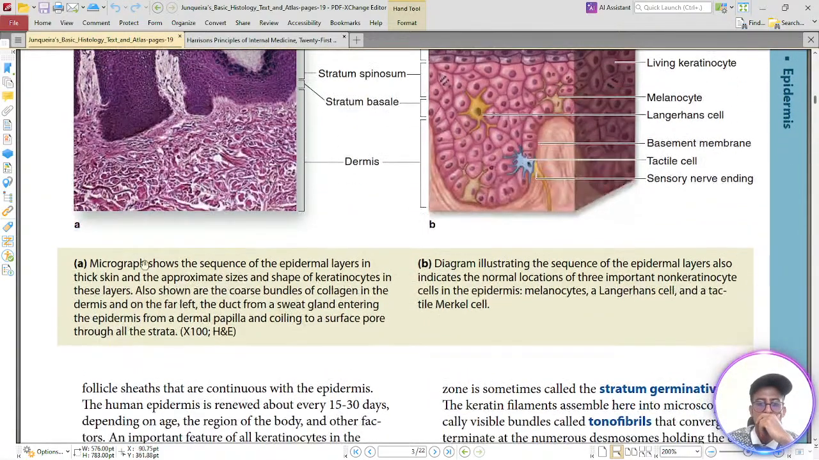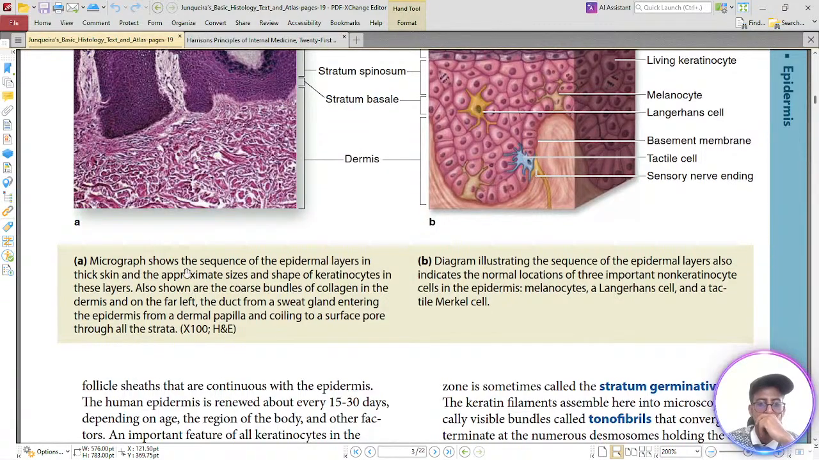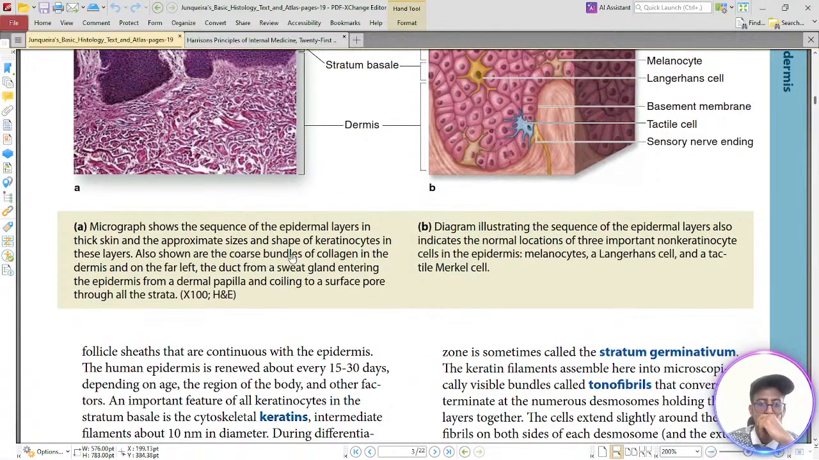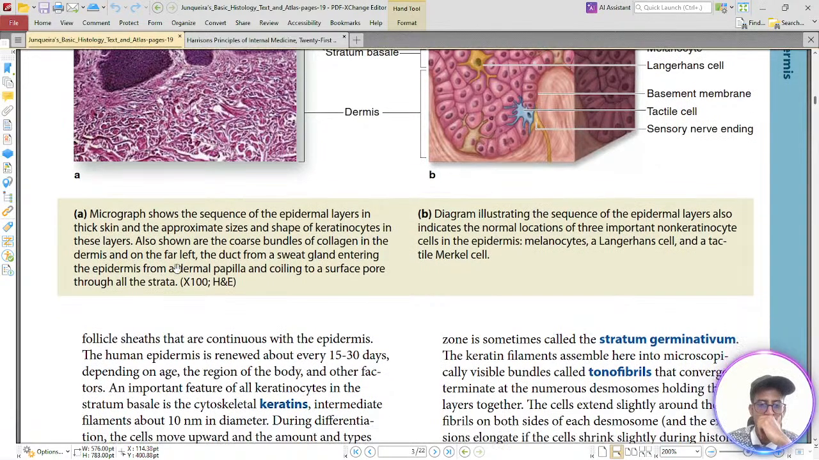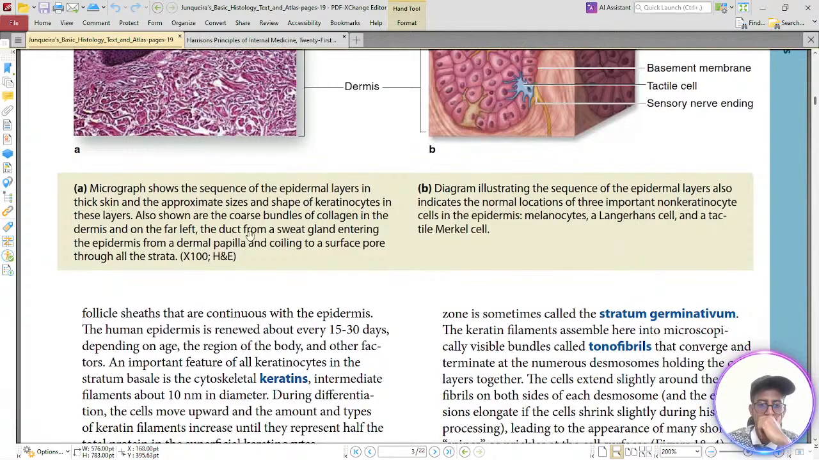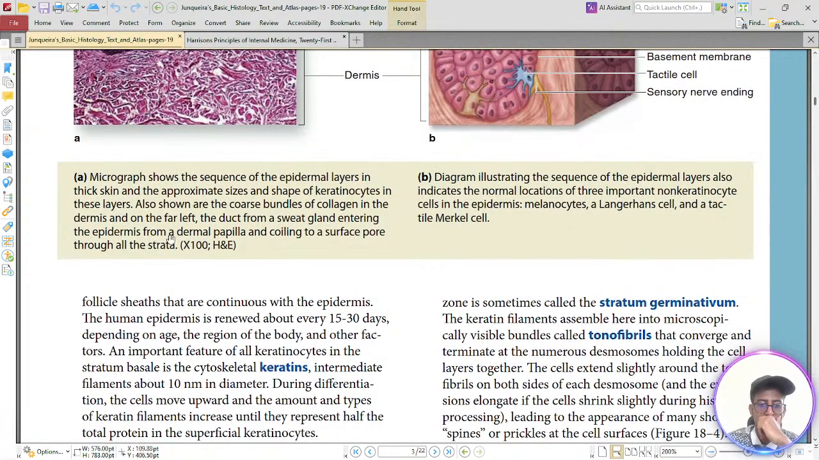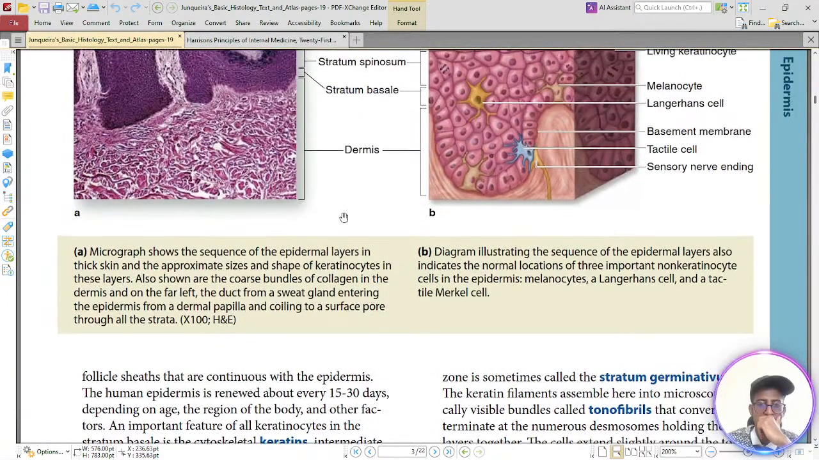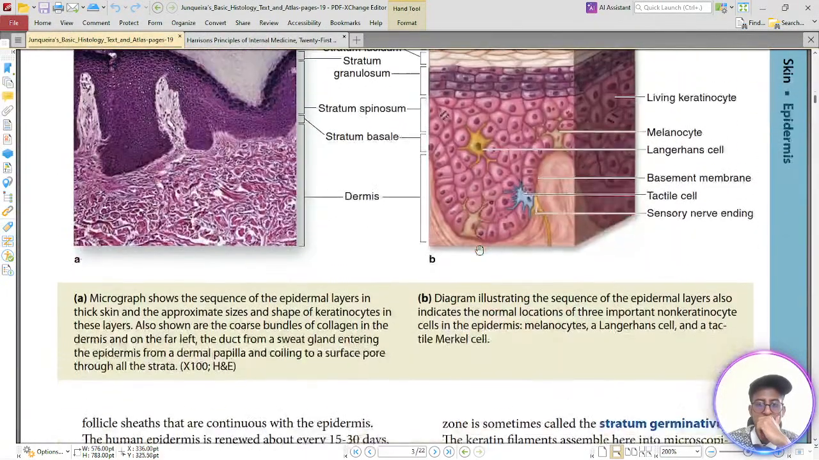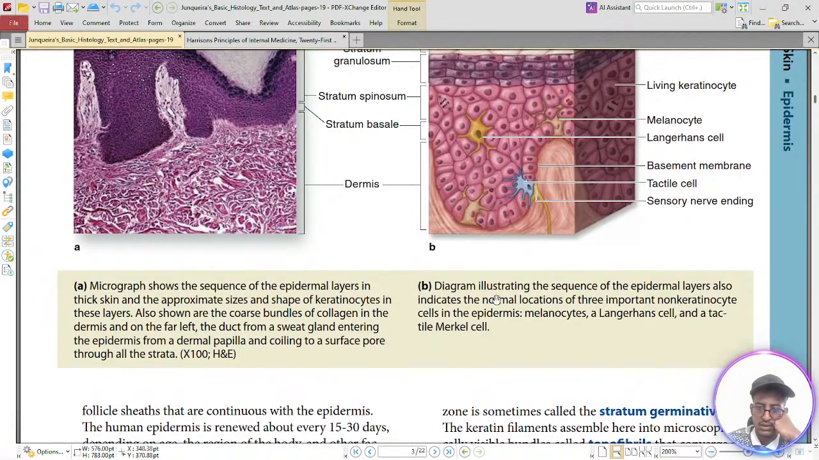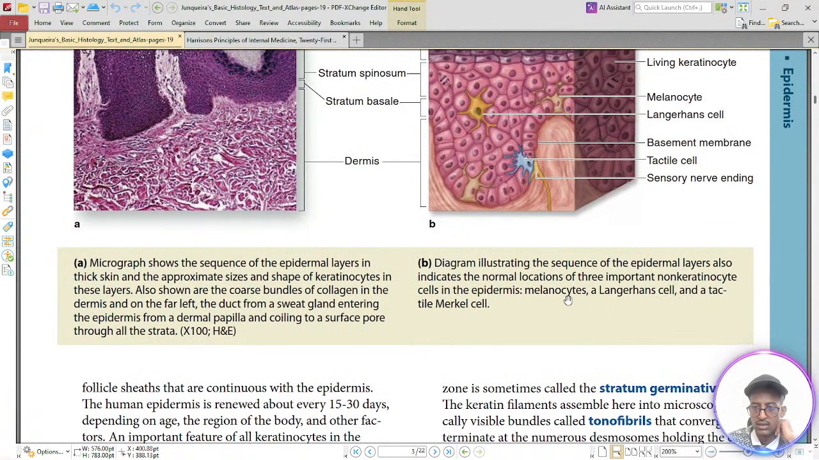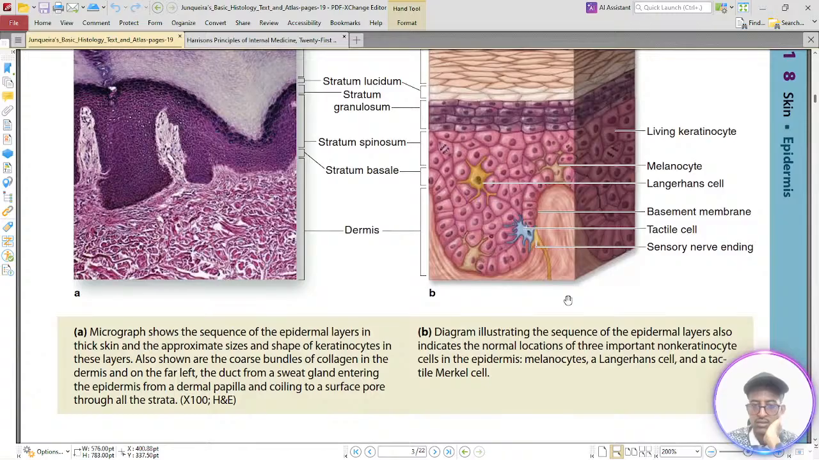The image shows the shape of keratinocytes in these layers, also the coarse bundles in the dermis and the duct entering the epidermis from the dermal papilla and going to surface pores through all the strata. This diagram illustrates the sequence of epidermal layers and the normal locations of 3 important non-keratinocyte cells in epidermis: melanocyte, Langerhans cell, and tactile Merkel cell.